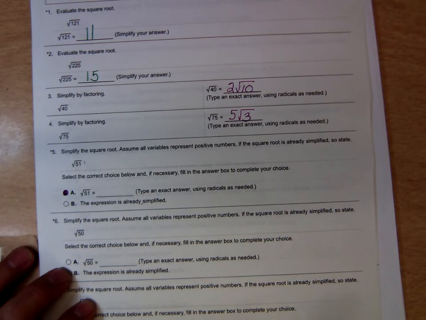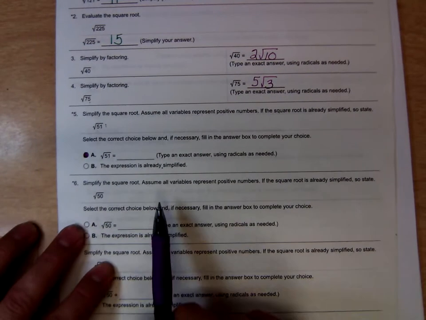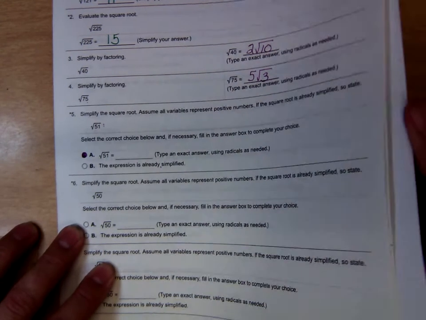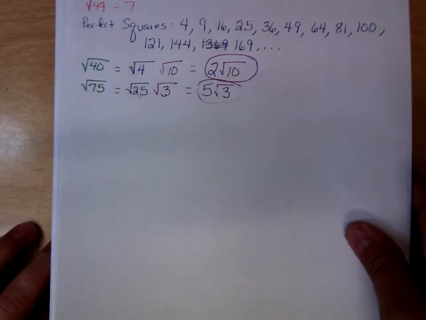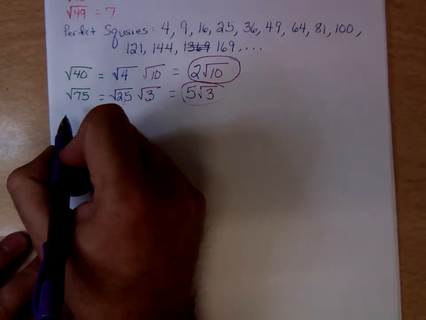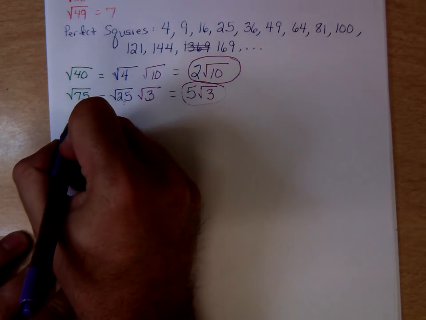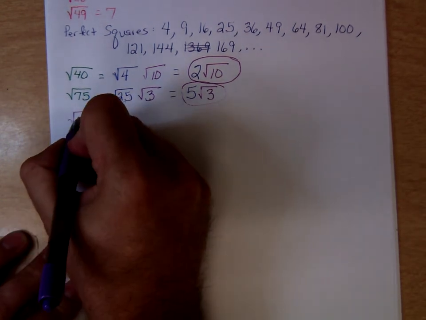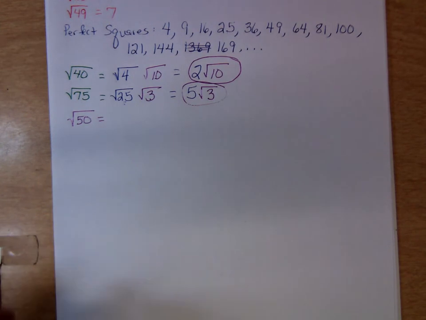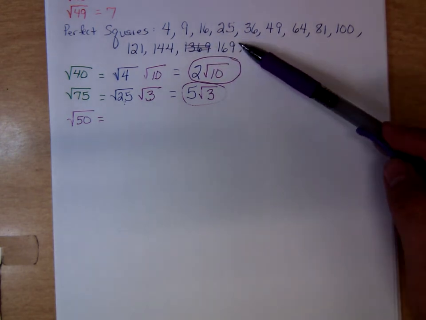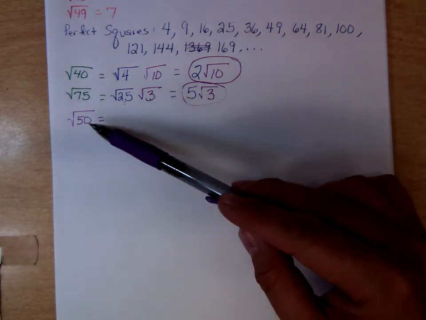Now, let's look at problem number 6. The square root of 50. Let's see about that. Let's work that one out. What about the square root of 50? Well, what perfect square will divide into 50? Sometimes students say 5 times 10, but no, 5 and 10 aren't perfect squares, are they? But 25 sure divides evenly into 50.